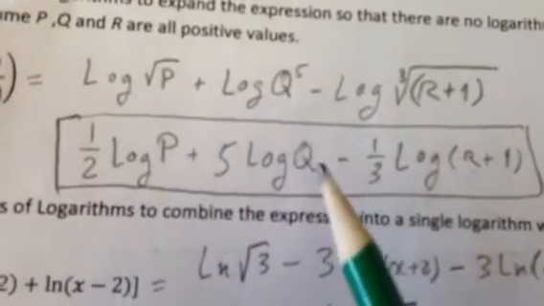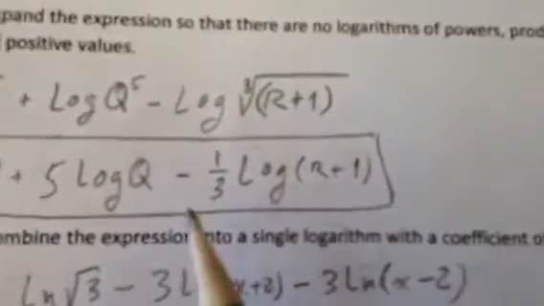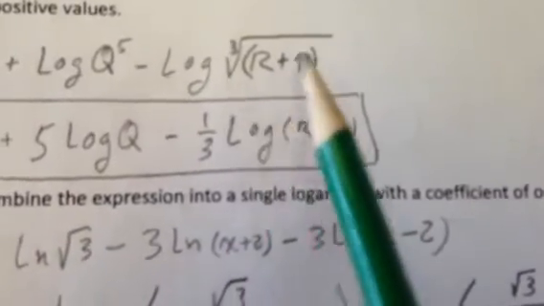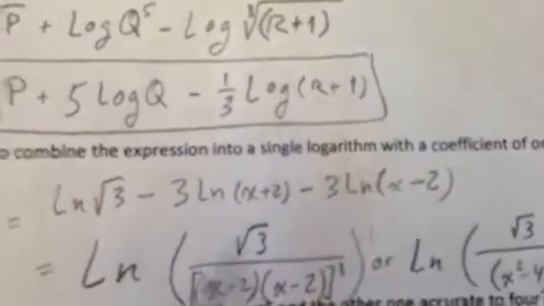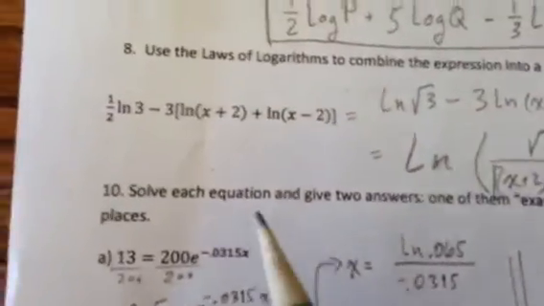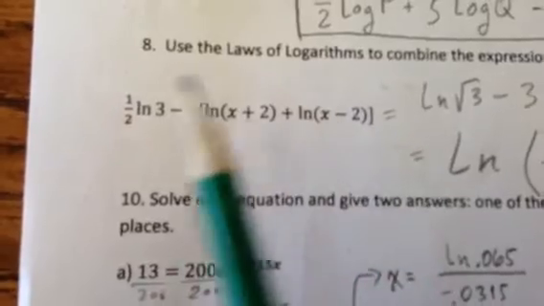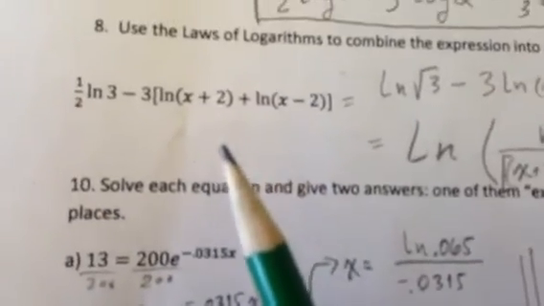So 1/2 log p plus, again, 5 log q, and then minus 1/3 log r plus 1, because that's the exponent of r plus 1 is 1/3. Let's do the next problem. This one's a little bit trickier, I think. You're combining all of this stuff into one log expression.